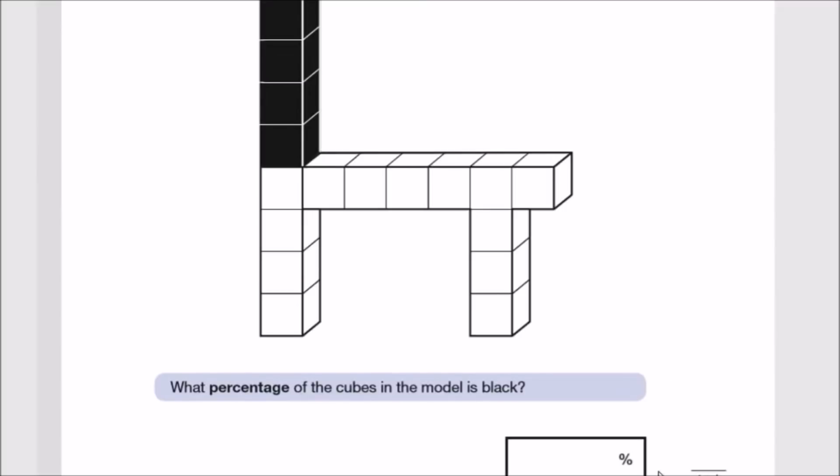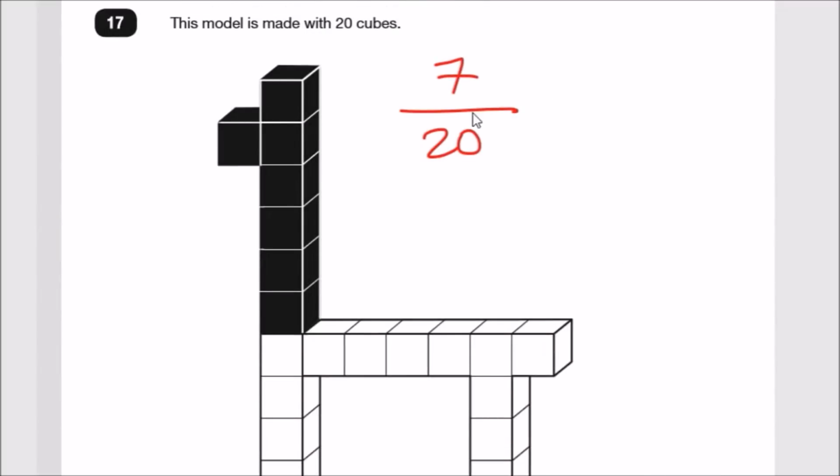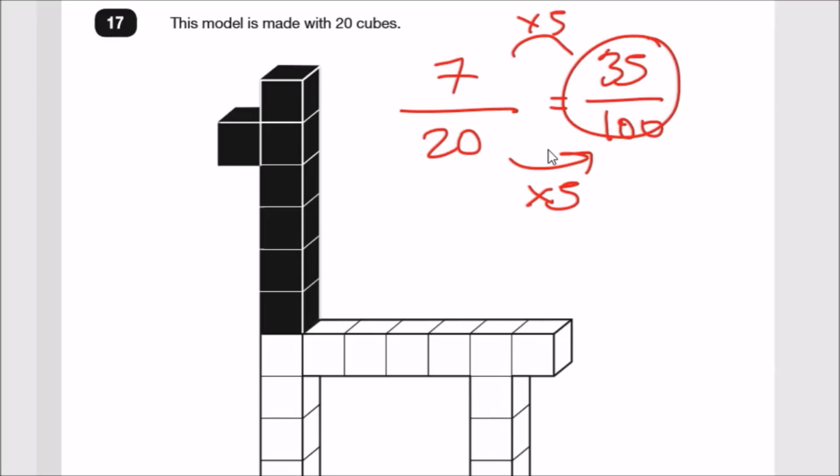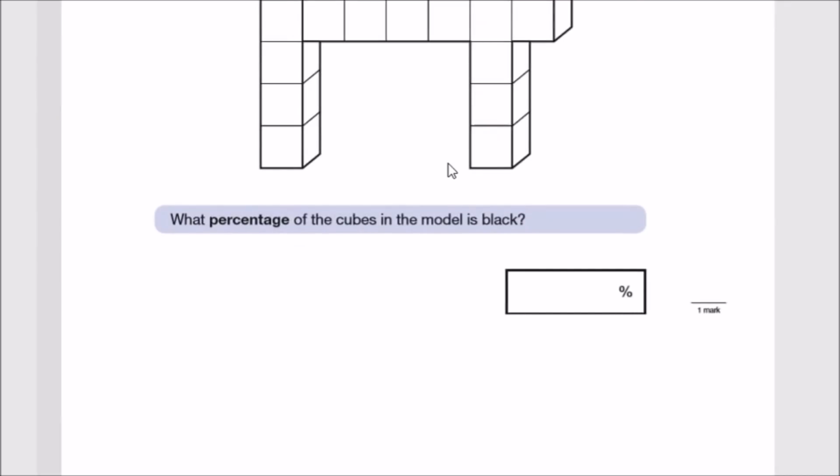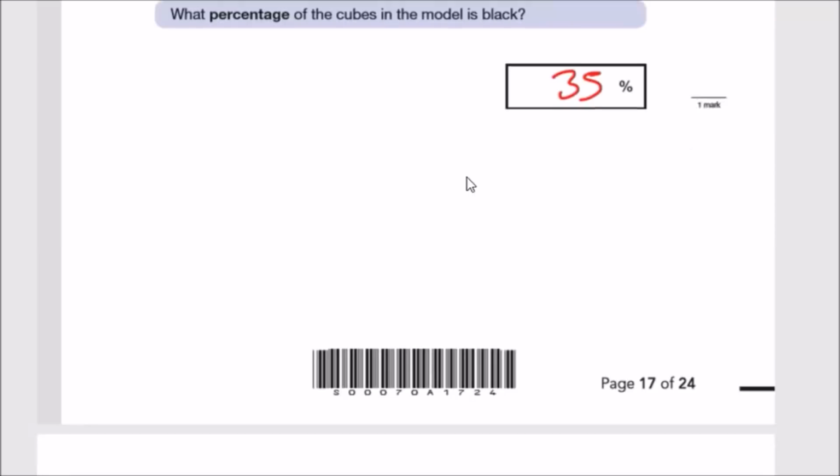So now we convert this to a percentage. If you know your over 20s, this would be easy. Otherwise, a quick way to realize is that 20 is just 5 times away from 100. The easy way to convert a percentage is to make a fraction over 100. To do that, we multiply by 5 to get to 100, and we do the same to the top. So 7 times 5 is 35, and 35 over 100 is identical to 35%. And voila, the answer is 35% are black, meaning 65% must be white.